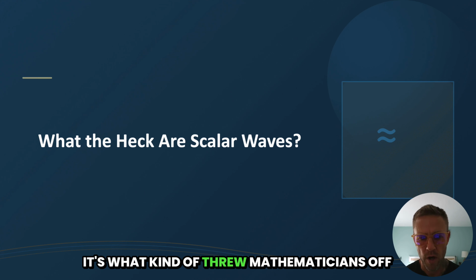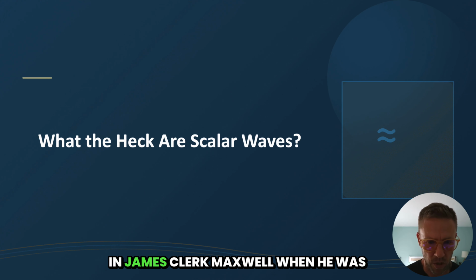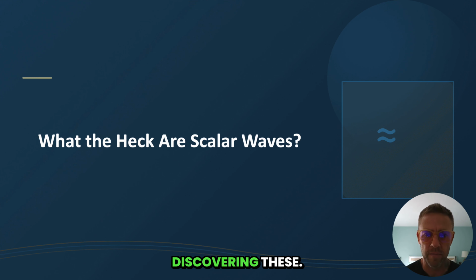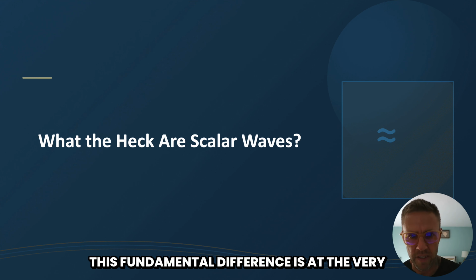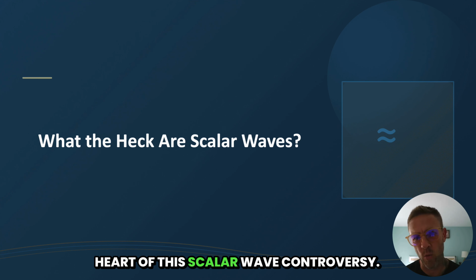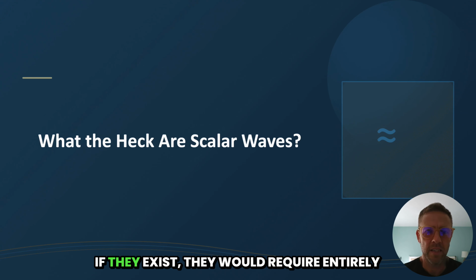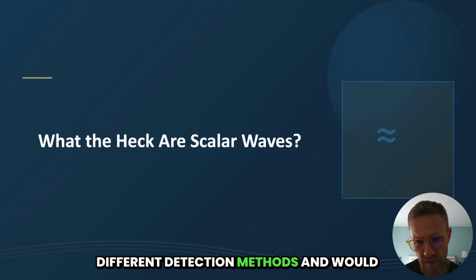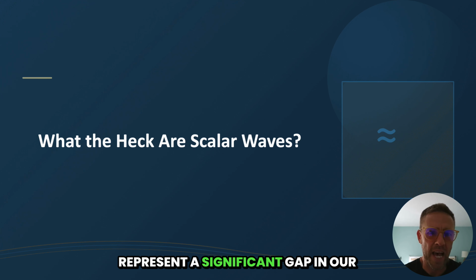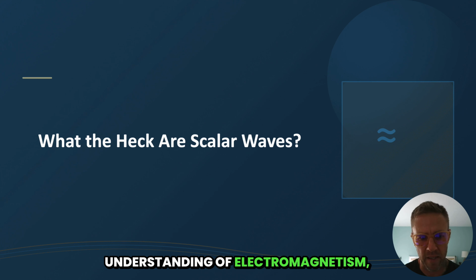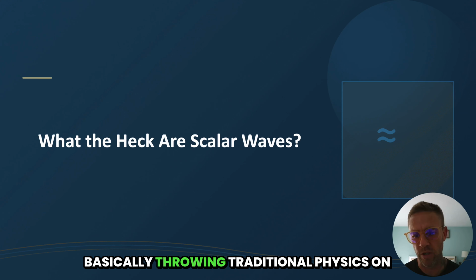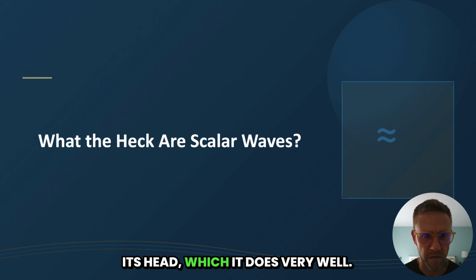It's what kind of threw mathematicians off, and James Clerk Maxwell when he was discovering these. This fundamental difference is at the very heart of the scalar wave controversy. If they exist, they would require entirely different detection methods and would represent a significant gap in our understanding of electromagnetism, basically throwing traditional physics on its head, which it does very well.